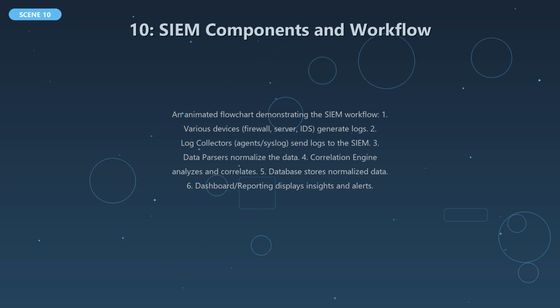These alerts are then displayed on a centralized dashboard, often with visualizations, charts, and graphs that provide a clear overview of the organization's security posture. Analysts can drill down into specific alerts for more detail. Alerts can also be configured to trigger notifications, email, SMS, or even automated responses, e.g., blocking an IP address via a firewall integration.